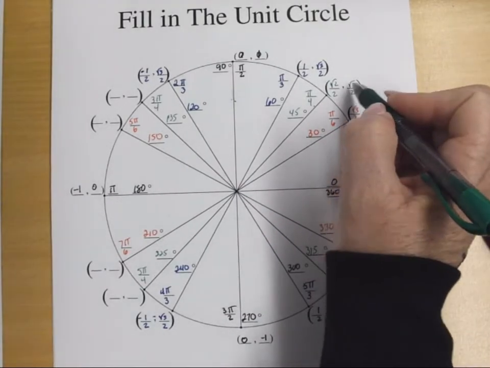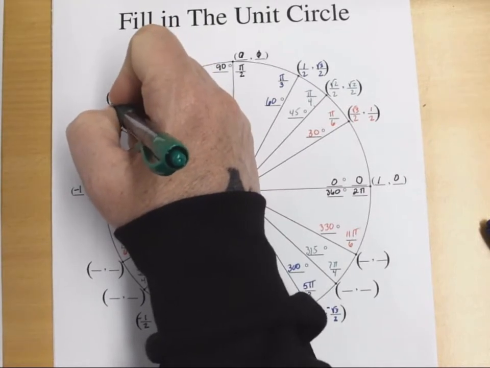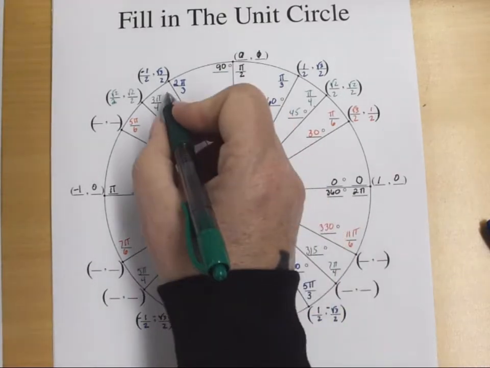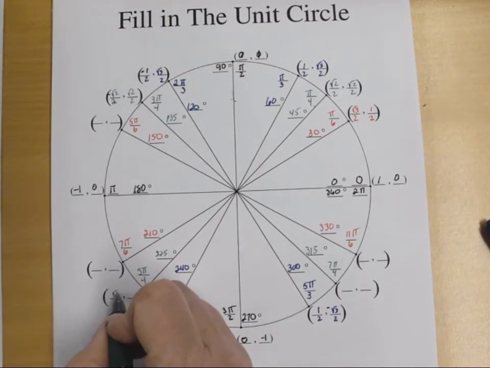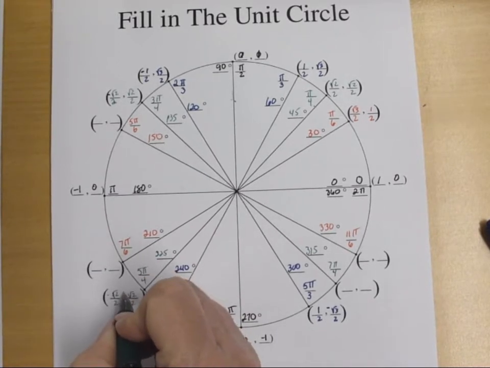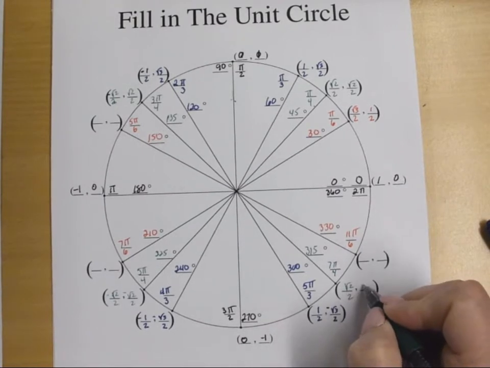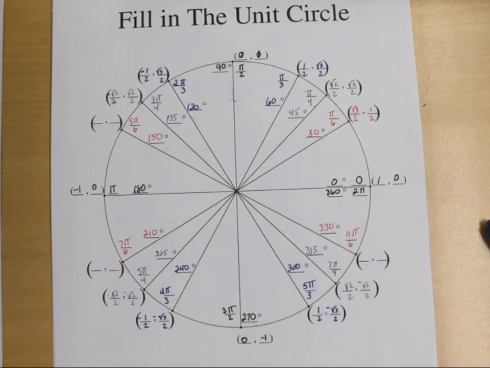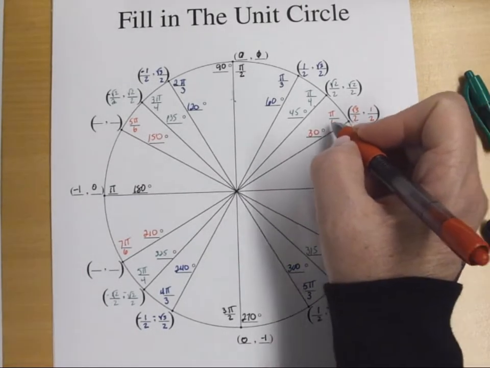So if we pull the greens over, the pi over 4's, square root of 2 over 2, square root of 2 over 2, and we know that our x will be negative in quadrant 2. In quadrant 3, they're going to be square roots of 2 over 2, and they will both be negative. In quadrant 4, square root of 2 over 2, but the y's will be negative and the x will be positive. If we go to our pi over 6, they're going to go straight across.